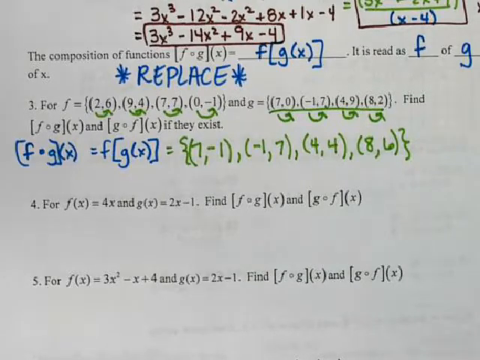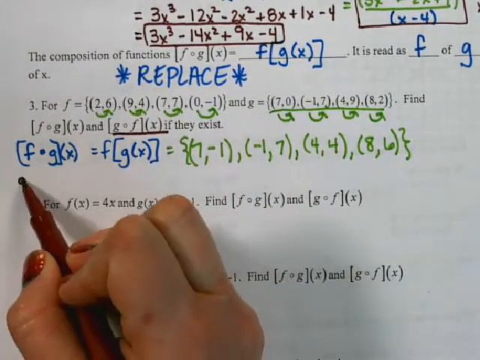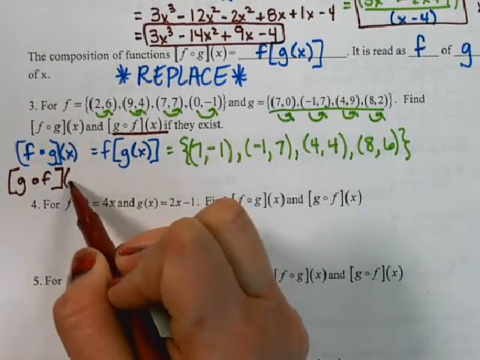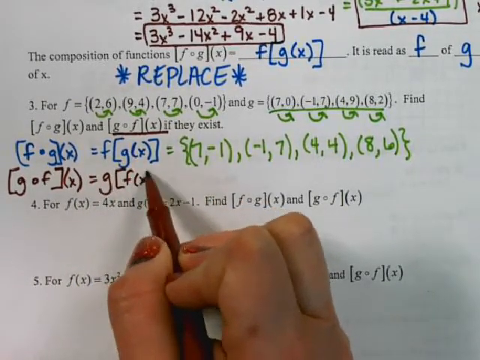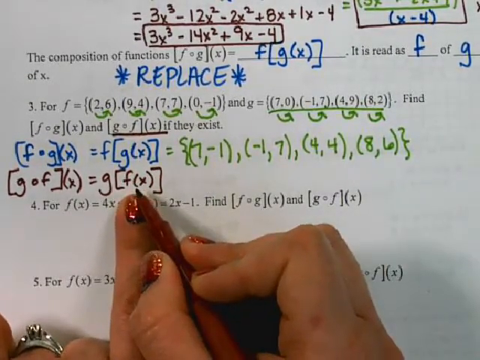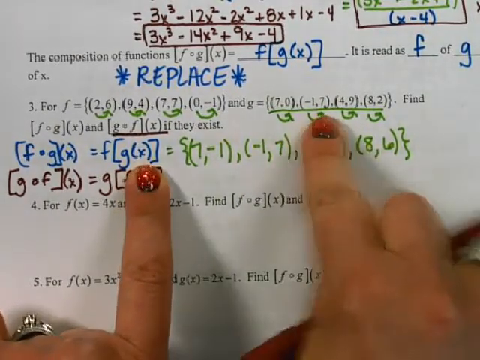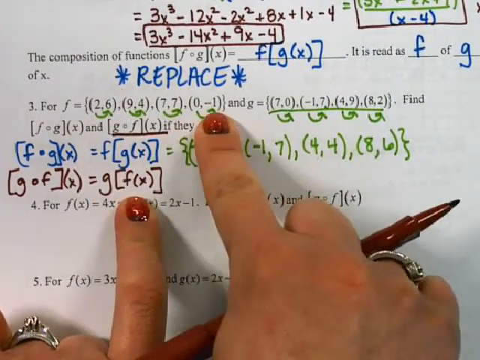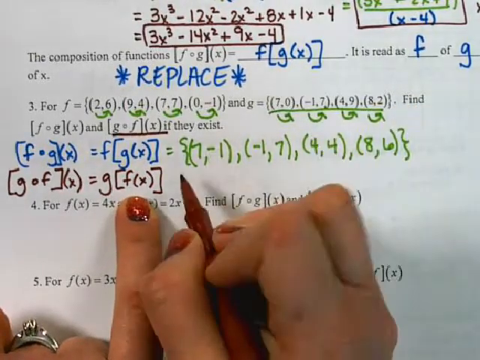Okay, then it says find g of f of x. Again, start with the inside. I'm now going to start with my f function and then go to my g function. See, I started here with my g function and I went to my f. This one I'm going to start with my f and then go to my g. Okay, here we go.